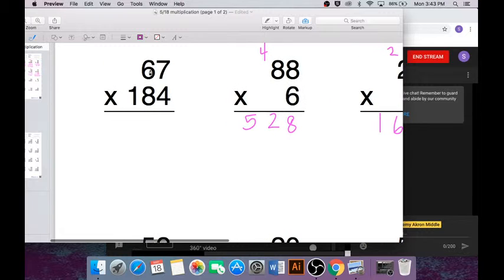Our next one, we have 67 times 184. So we start with 4 times 7, which is 28. So we put down our 8, we carry our 2. Now we have 4 times 6, which is 24, plus 2 is 26.